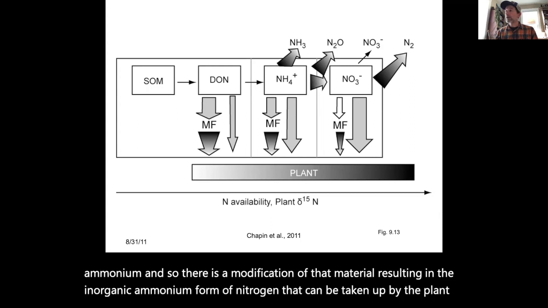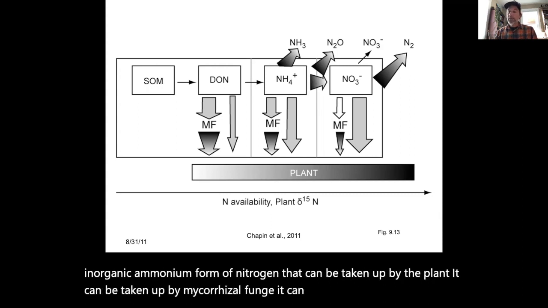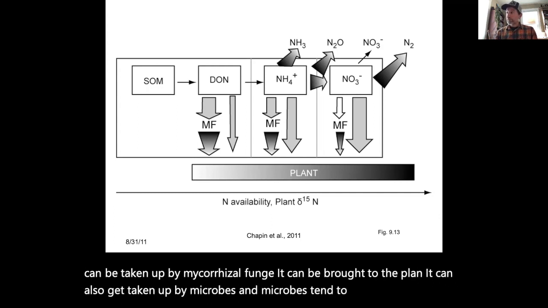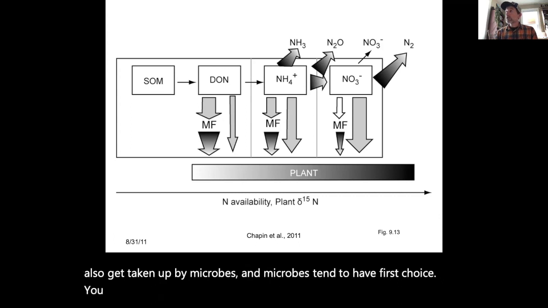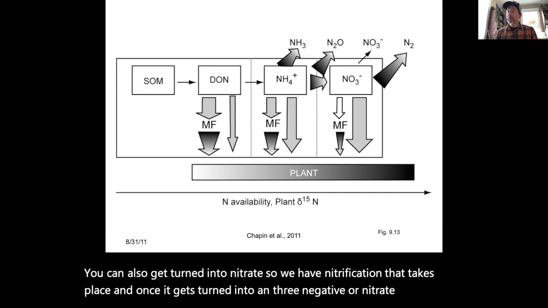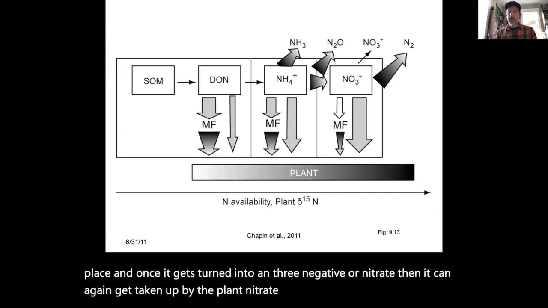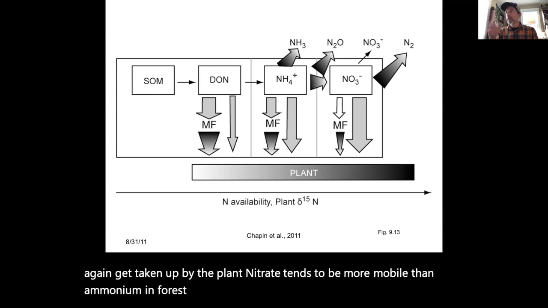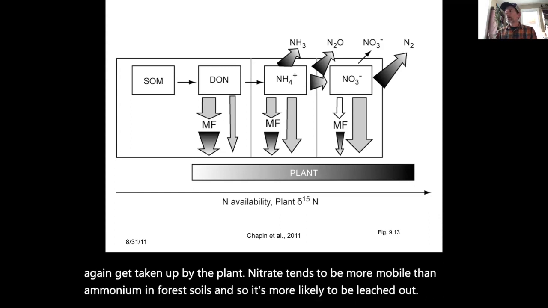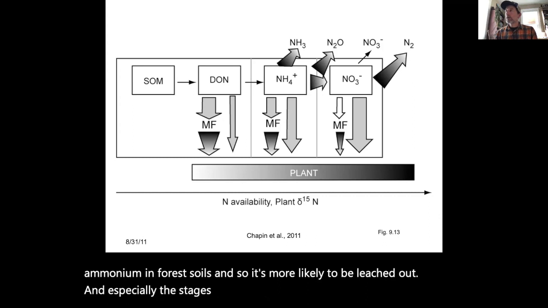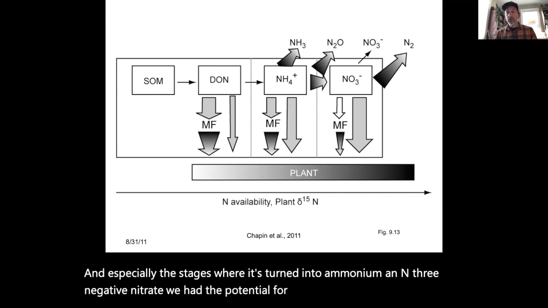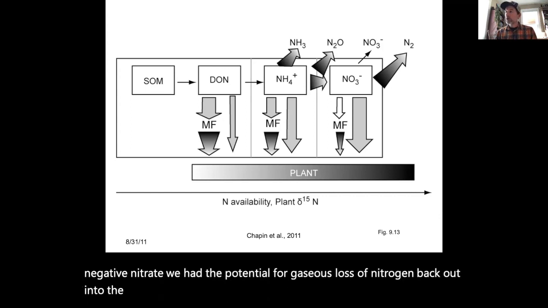It can be taken up by mycorrhizal fungi. It can be brought to the plant. It can also get taken up by microbes, and microbes tend to have first choice. It can also get turned into nitrate. So we have nitrification that takes place. And once it gets turned into NO3 negative or nitrate, then it can again get taken up by the plant. Nitrate tends to be more mobile than ammonium in forest soils, and so it's more likely to be leached out. Especially at the stages where it's turned into ammonium and NO3 negative nitrate, we have the potential for gaseous loss of nitrogen back out into the atmosphere. And so that's important to know.